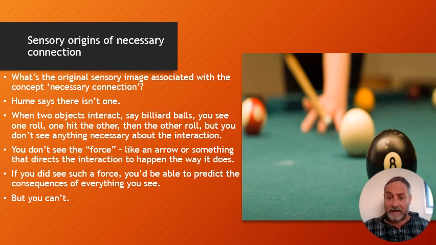And then I see that other ball roll. But that's all I saw. I didn't see any force. I didn't see any power. I didn't see any necessary connection. In fact, there was nothing necessary about it. I couldn't predict exactly where the ball would go. If I'm a really good pool player and I've played a lot of pool, I'll start to be able to predict it. But imagine it's your first time playing pool, you've never heard of it before in your life, you've never used a cue. You're not going to be able to just look at it and see the force like it's some sort of arrow or something, and know exactly where the pool ball is going to go.